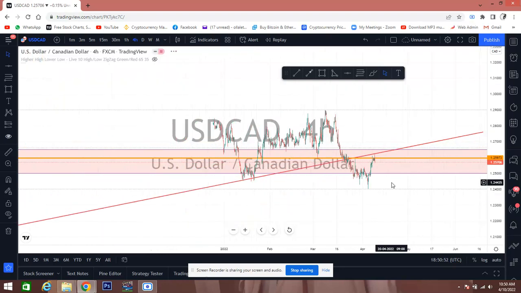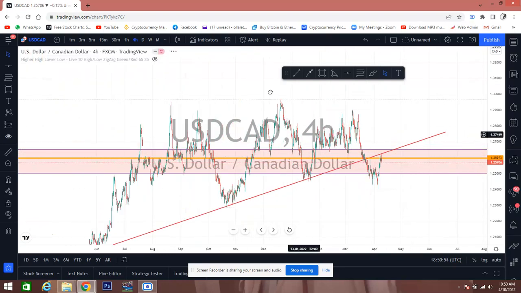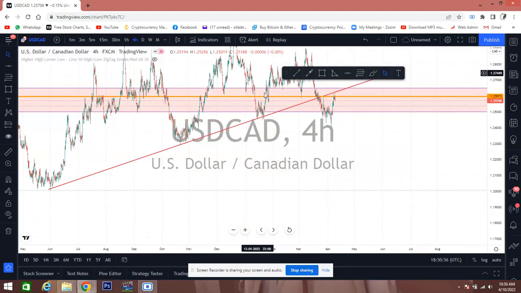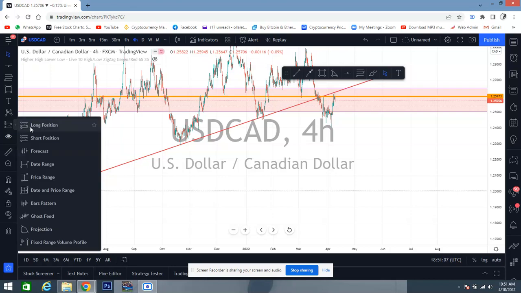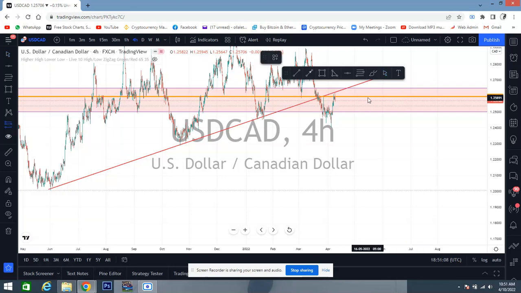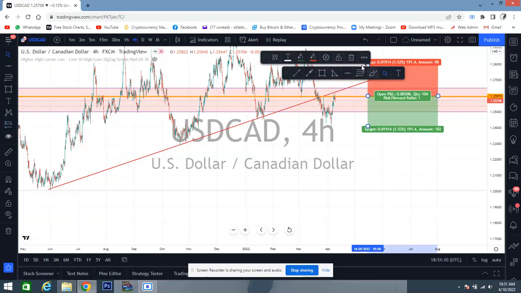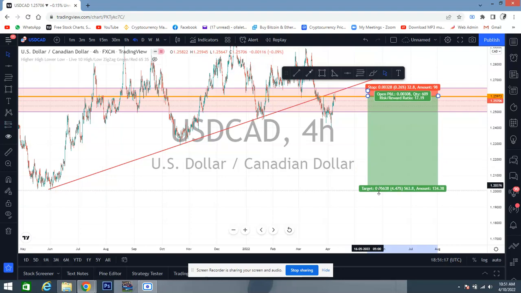Can you see? So if you placed a sell last week, expect your sell from here. Now you are selling all the way from here. Sorry, this was a short position. Somebody like me, I'm on this trade since Friday. I sold from here, so the TP is here now.